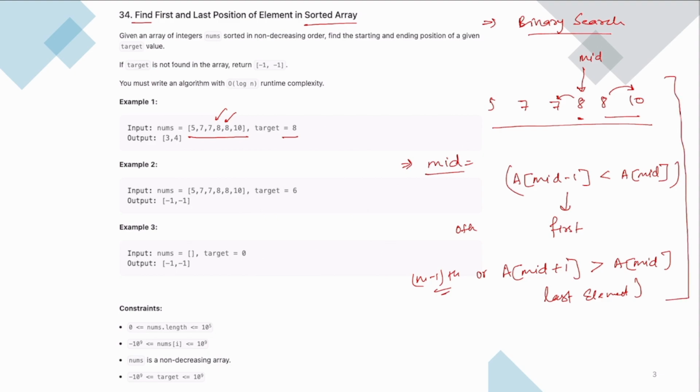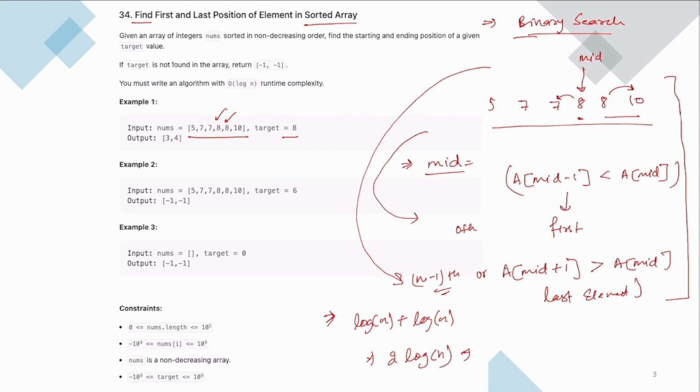So we will write two different variations of binary search, one to find the first occurrence and another to find the last occurrence. Since both of them are going to be log n, plus log n will be 2 log n, so that will be log n. So still it's an optimized approach.